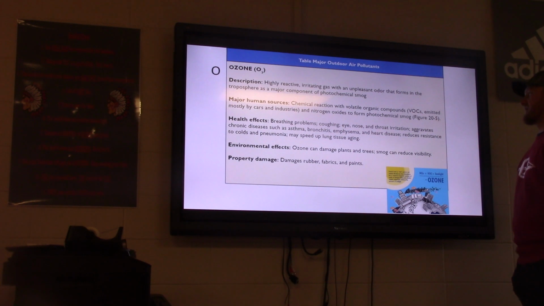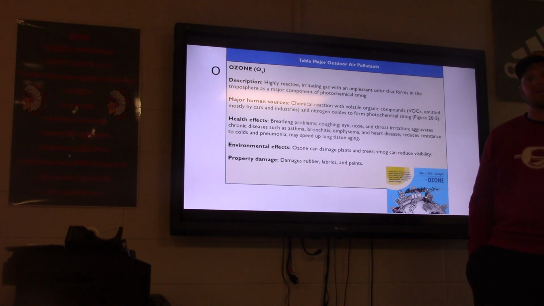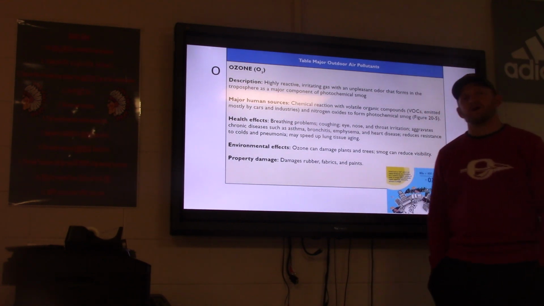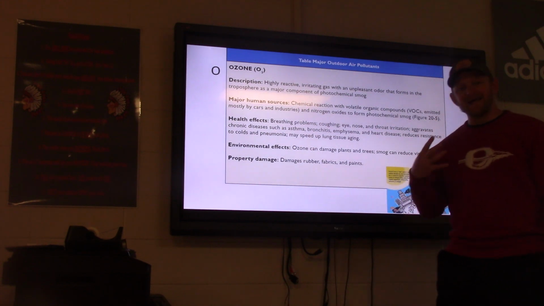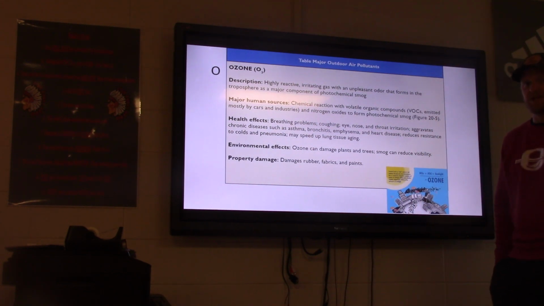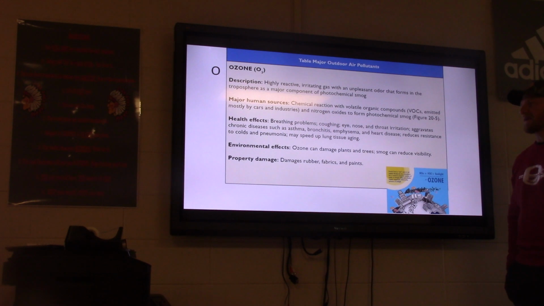Some human sources, like it says there, are chemical reactions of volatile organic compounds, VOCs, emitted mostly by cars and industries, and those VOCs are just highly poisonous gases that we cannot see. You get nitrogen oxides that form photochemical smog, which happens a lot in big cities. Like we talked about before we left, smog is a hazy thing that looks a lot like fog, but it's just chemicals in the air. Some of our health effects: it's going to cause breathing problems, coughing, and eye, nose, and throat irritation.